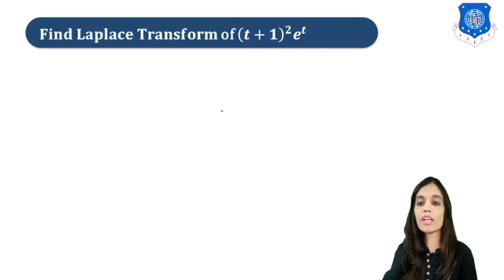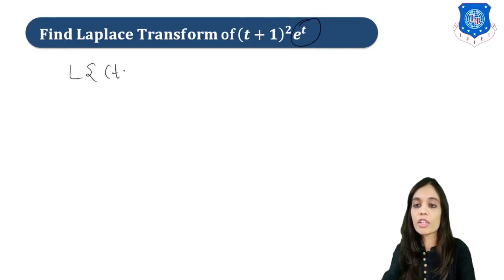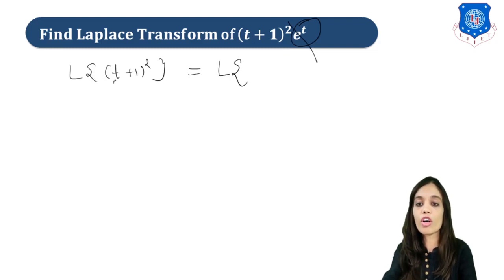Let us move on to our next example. Here we have to find the Laplace transform of t plus 1 whole square into e raised to t. Again there is e, so we will apply the first shifting theorem. In order to apply it, firstly we will find Laplace of t plus 1 whole square, ignoring this e. Let us firstly open the bracket using the formula of a plus b whole square, that is a square plus 2ab plus b square. So here we will have t square plus 2t plus 1, right?